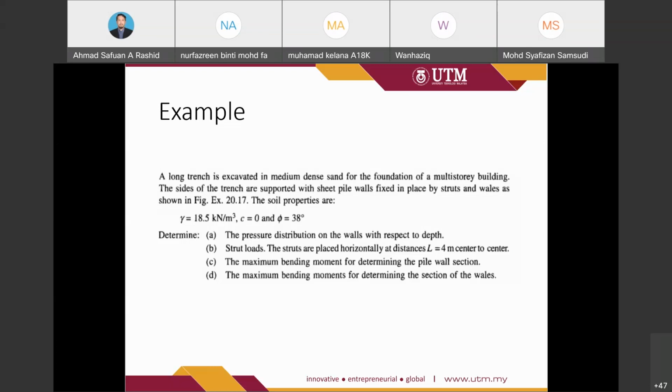Strut load: the struts are placed horizontally at a distance of 4 meters center to center. So we need to determine the bending moment for the pile wall section, and the bending moment for determining the section of the wheel. First we need to get the pressure distribution on the wall.